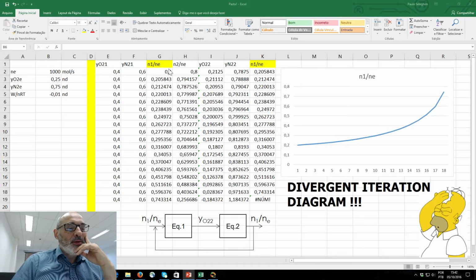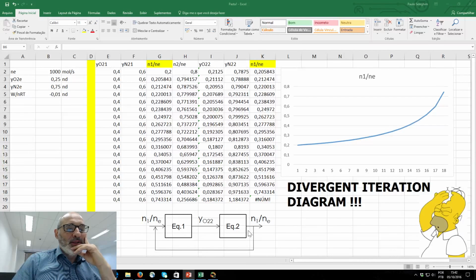Okay, and as I was saying, we start by estimating N1 divided by Ne. Let's say that it's 0.2. So 0.2 is inserted in equation 1. These are intermediary equations. So if N1 divided by Ne is 0.2, N2 divided by Ne is 0.8. And the corresponding equations here.